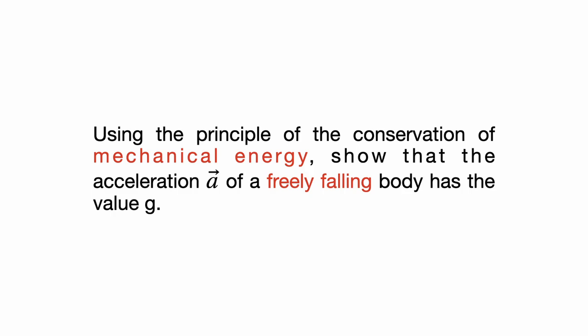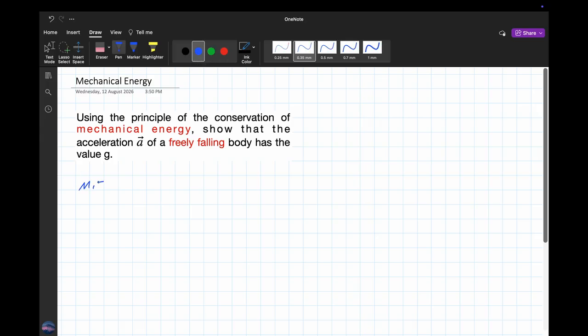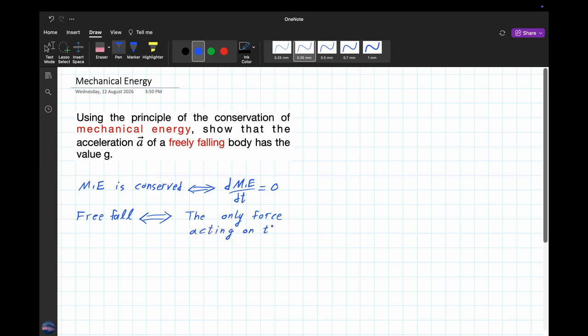Using the principle of the conservation of mechanical energy, show that the acceleration a of a freely falling body has the value g. Mechanical energy conservation just means that mechanical energy is a constant quantity that does not vary with time, meaning that its time derivative is equal to zero. On the other hand, free fall means that the only force that acts on the body is the gravitational force.